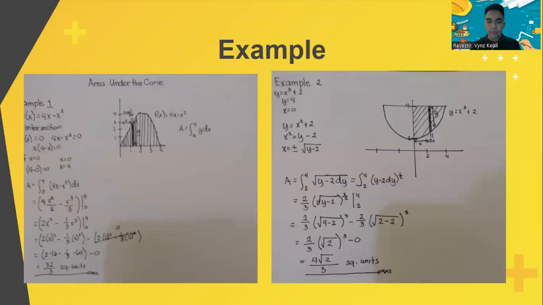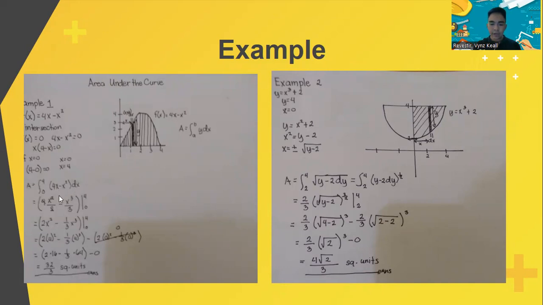For example number 1, the given function is y equals 4x minus x squared. So the intersection is that y is equal to 0, and 4x minus x squared is equal to 0. So we're going to substitute. If y is equal to 0, then 4x minus x squared is equal to 0. So the values of x are x equals 0 and x equals 4. Now we're going to solve for the area. The area with the limits of 0 to 4, the integral of 4x minus x squared dx.